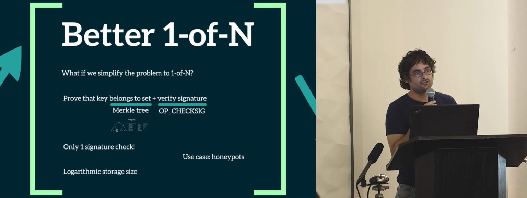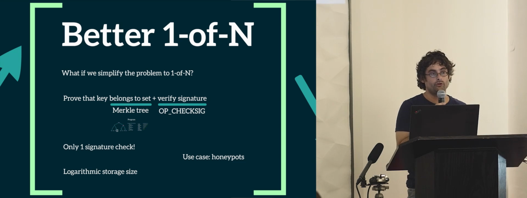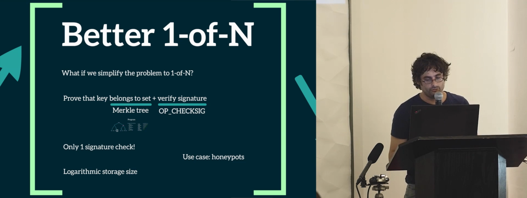Now, there exists a solution, already being deployed within Bitcoin, to prove membership of a set. It's called a Merkle tree. In Bitcoin, it's used to prove to SPV nodes that a particular transaction is part of a block. So I'll talk a bit about Merkle trees.